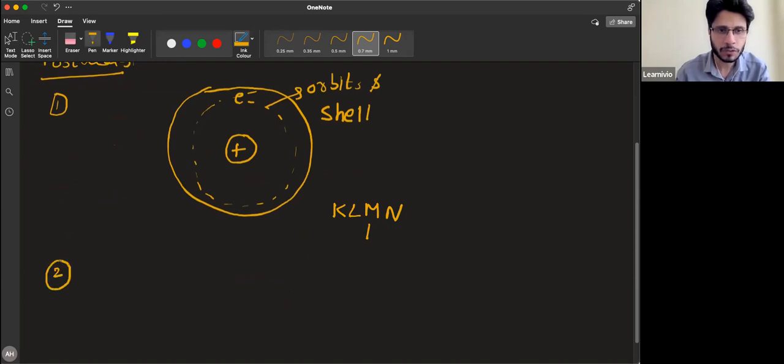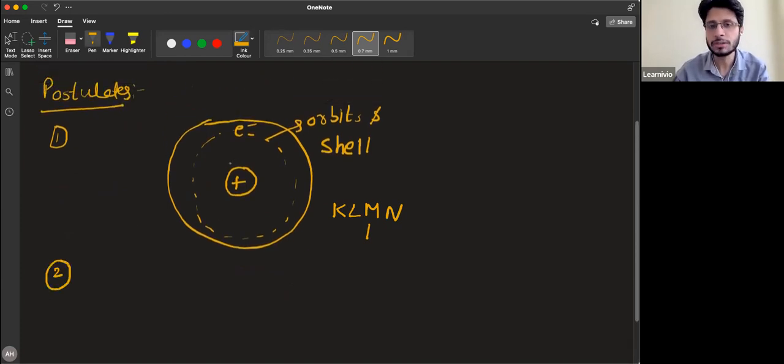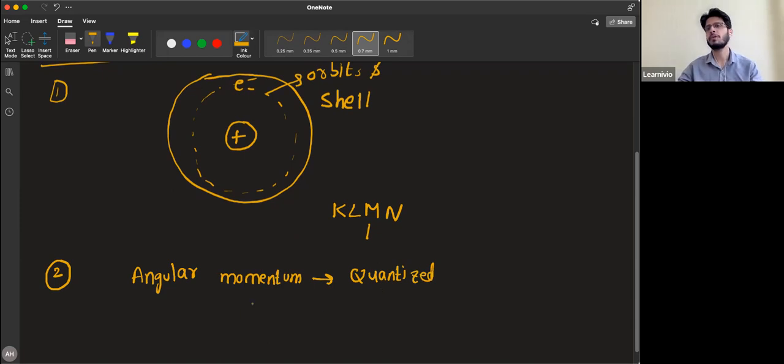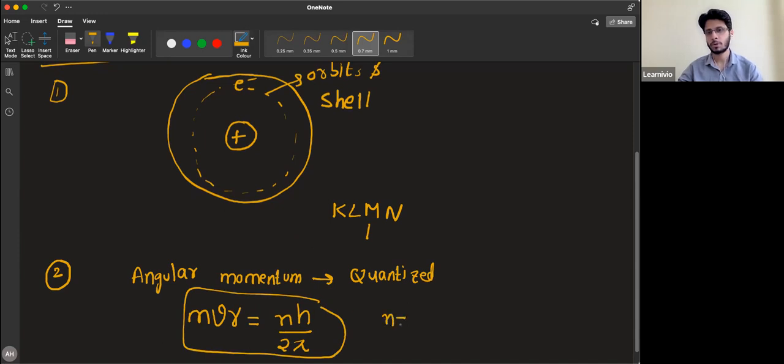The second postulate of Bohr's model was, in these shells, the angular momentum of electrons is quantized. Quantized means angular momentum will have a fixed value. Now, what is the expression of angular momentum? It's mvr. Quantized means it's nh by 2π. h is the Planck constant, 2π is a constant, and n is the number of the orbit: 1, 2, 3.